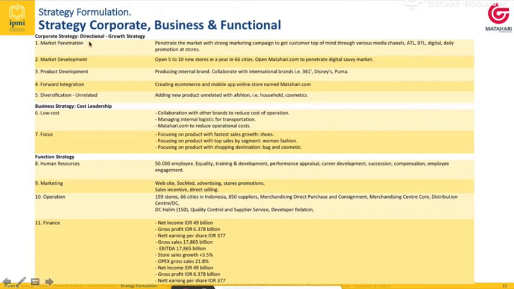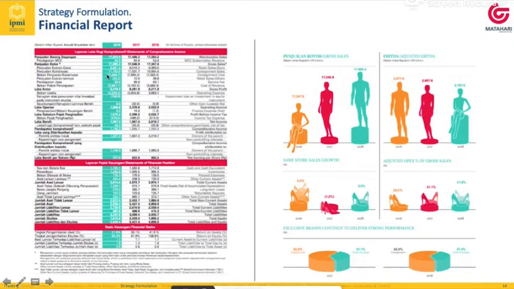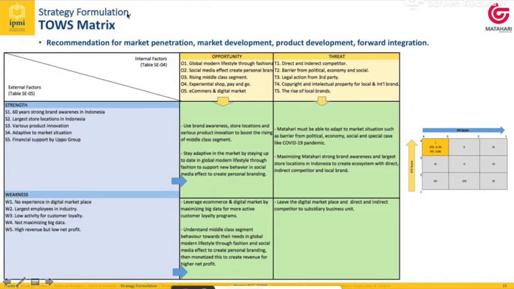For corporate strategy, I use directional growth strategy, which involves market penetration, market development, product development, forward integration, and related diversification. The business strategy is cost leadership, low cost, and focus. And the functional strategies are human resource, marketing, operations, and finance. For finance, I do a bit more: I put in the financial report and look at gross sales, EBITDA, and sales growth.